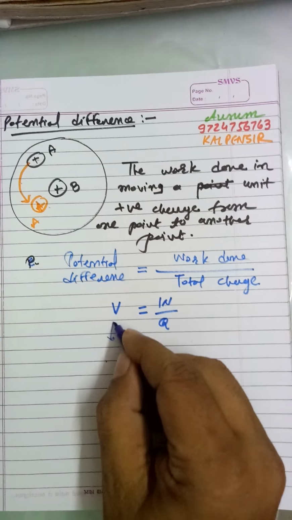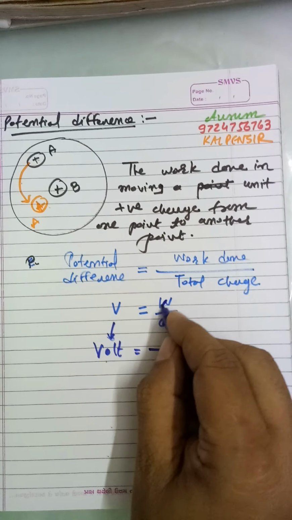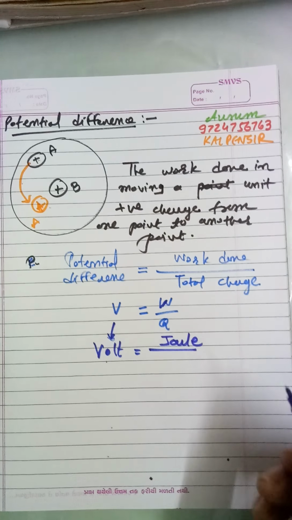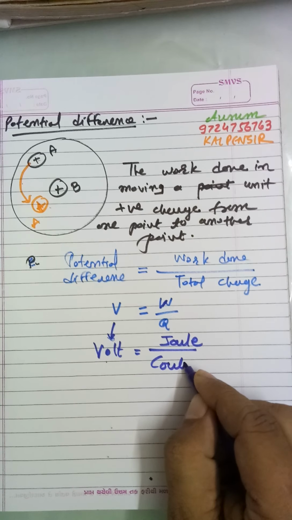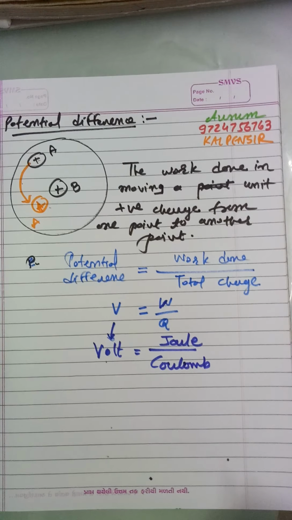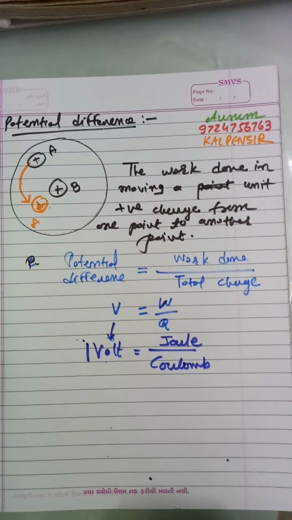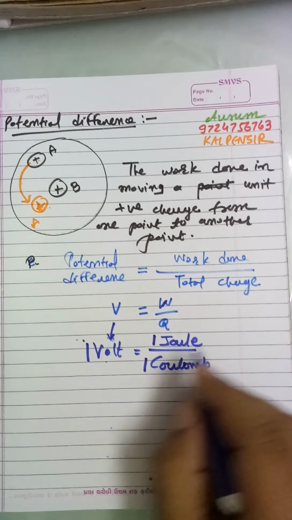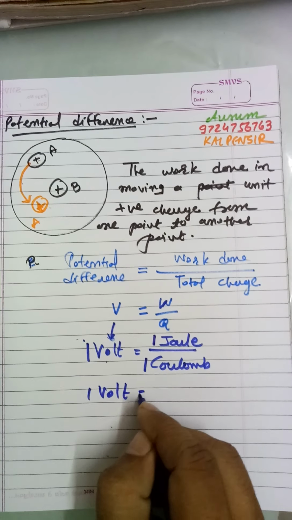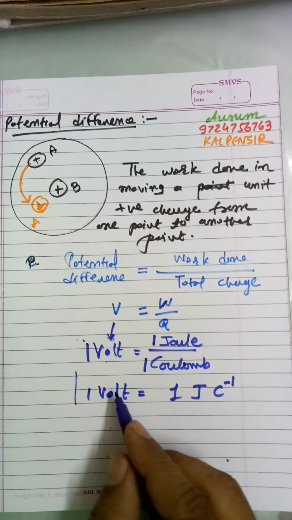Let us see about the SI unit, volt. The unit for work is joule, and the unit of charge is coulomb. Now, if there is 1 volt of electric potential difference, 1 joule of work is done for 1 coulomb of electric charge. So 1 volt is equal to 1 J C raised to minus 1.